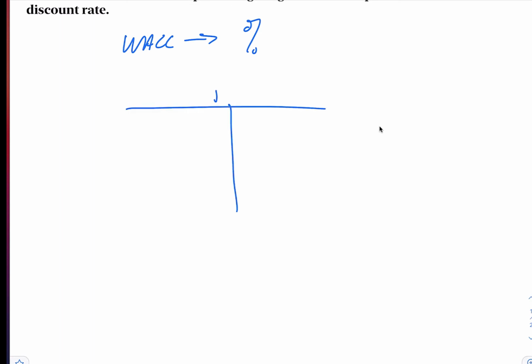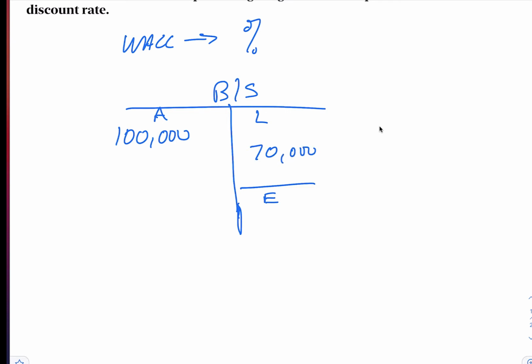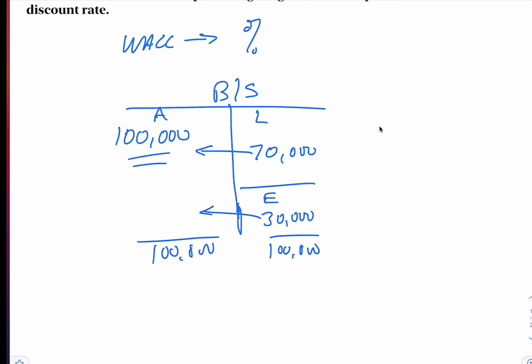Let's say you have a balance sheet, your own personal balance sheet, and you buy a house for $100,000. So that's an asset. You have liabilities and you have equity as an individual. And you borrow $70,000 in a mortgage to fund that, and you put down $30,000. So your balance sheet balances at $100,000 on each side. You're financing this house with 70% debt, which is a mortgage, and 30% equity.